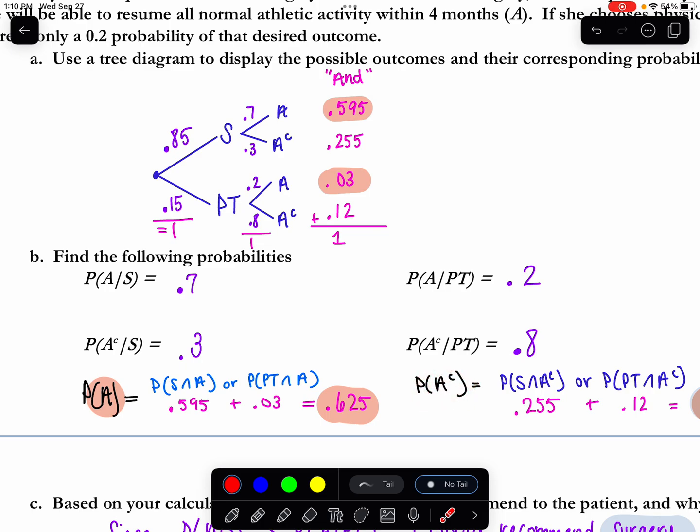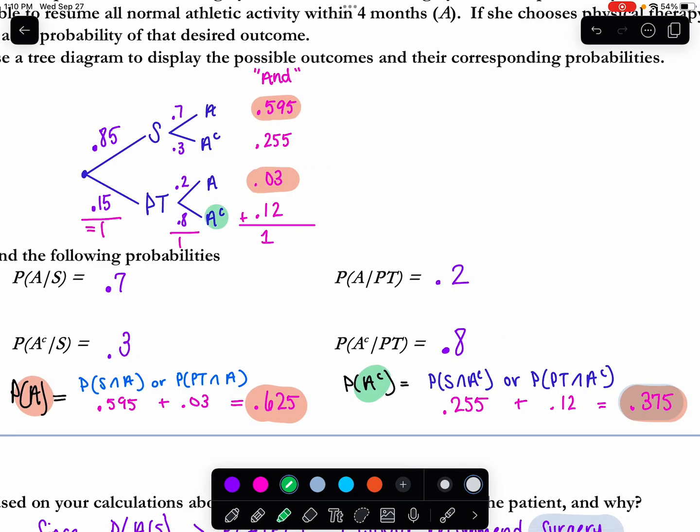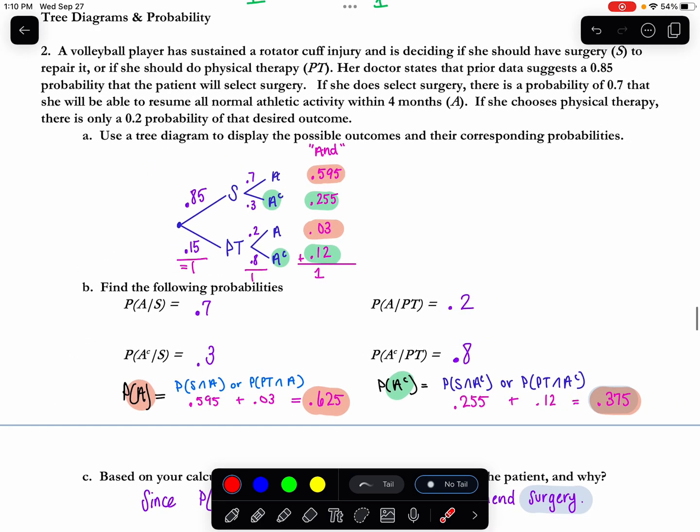We can do the same thing with this guy and say, okay, what if we can't? What's the probability that we won't be able to resume athletic activity? Well, there's two cases here: with surgery and we still can't, or physical therapy and we can't resume. So we add those two together. So these are trickier when you're looking in general.